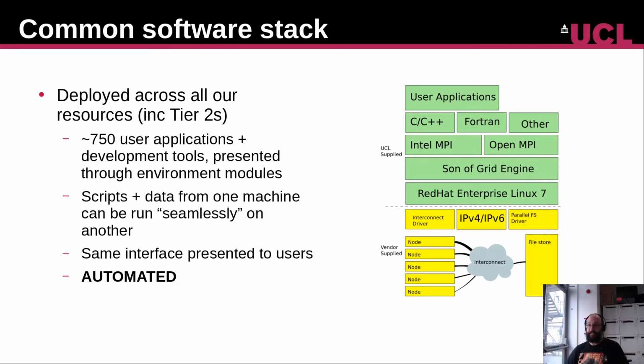The idea is that this is the same on all the machines, so that if you are running small MPI jobs on Myriad and you suddenly realize you need to run a couple of hundred cores on Kathleen, you can take your scripts and data from one machine to the other and then run it seamlessly without much modification. And of course, it provides the same interface to users.